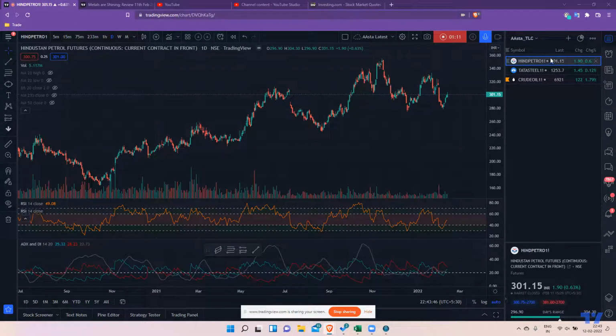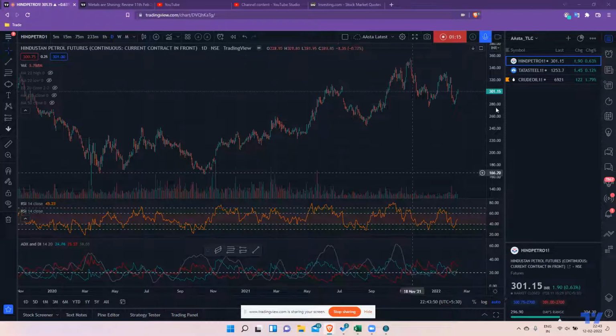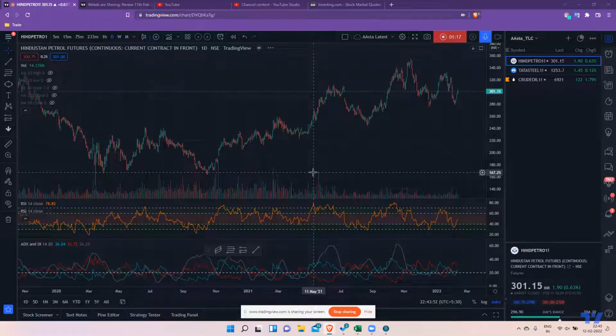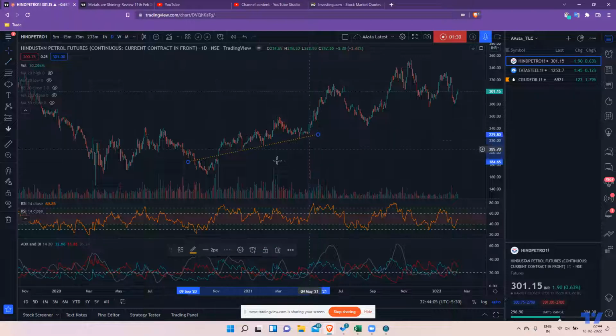Here I have a Hindustan Petroleum chart, so let me use it to draw a trend line. You can see there is sort of a trend here. Let me use this to show you. Here you can see the price so far. So this is the trend line.